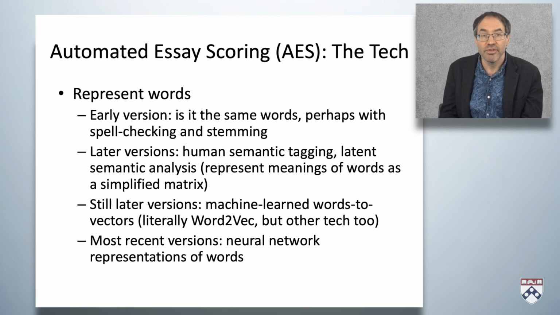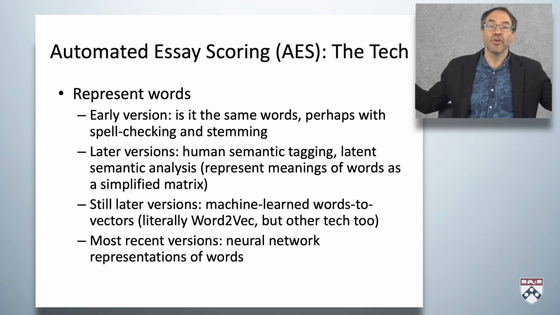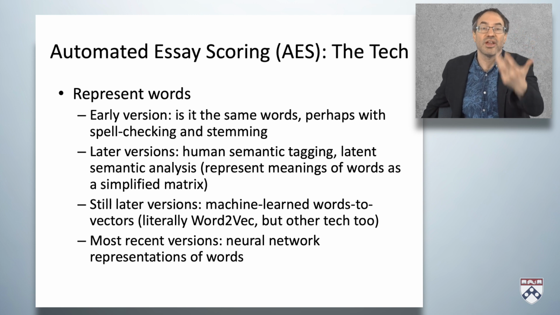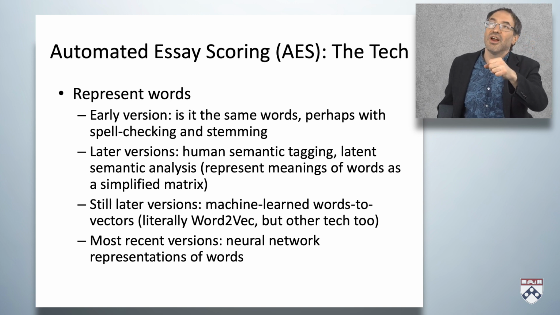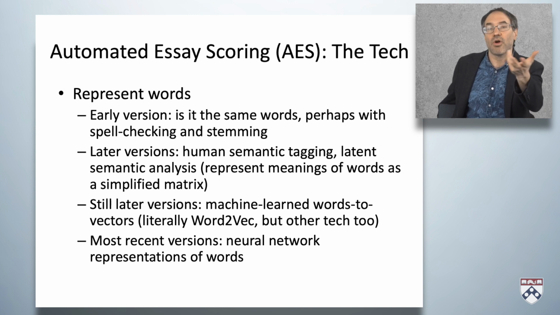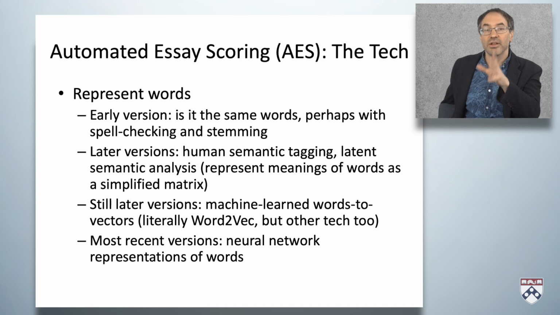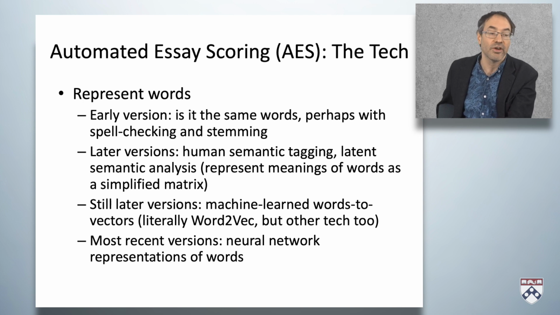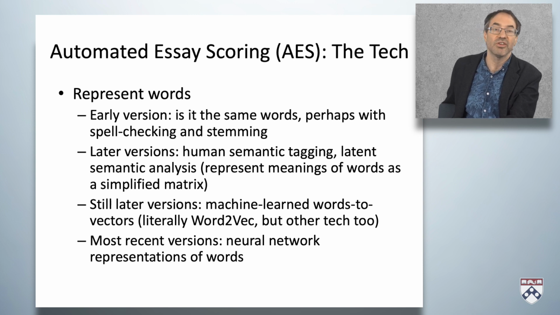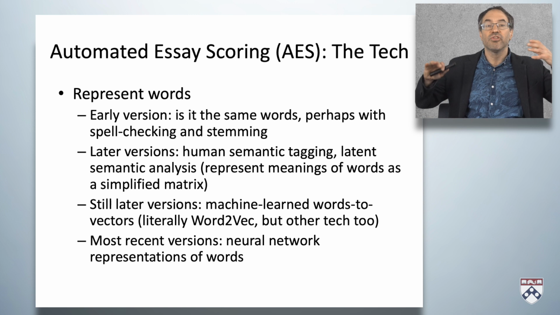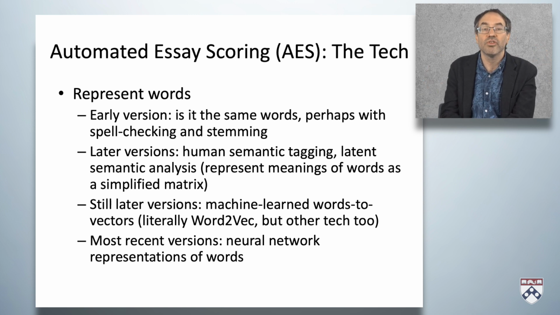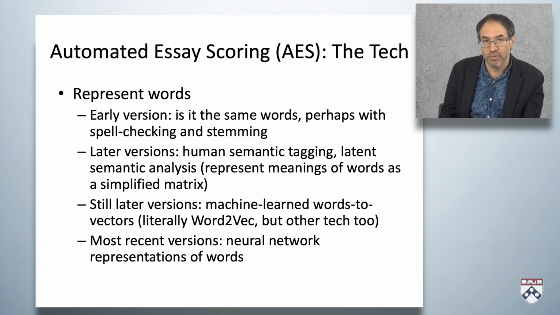Automated essay scoring, in brief, represents words, and in an early version, it is the same words, perhaps with spell checking and stemming. Stemming is like when you say read, reads, and reading are all the same word. You cut off the endings. In later versions, there are things like human-developed semantic taggers that assign semantic categories to words, or latent semantic analysis, which represents meanings of words in a simplified matrix. In still later versions, machine-learned word vectors, literally word2vec, but other tools as well. And in the most recent versions, highly complex neural network representations of words like you see in large language models.